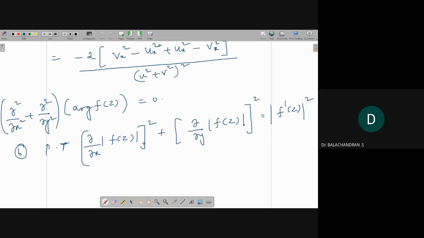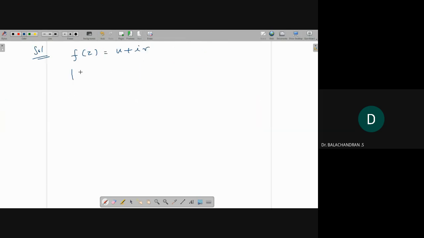Okay, I need mod f of z, which is equal to root of u square plus v square, and then I need to find dou by dou x of this function.